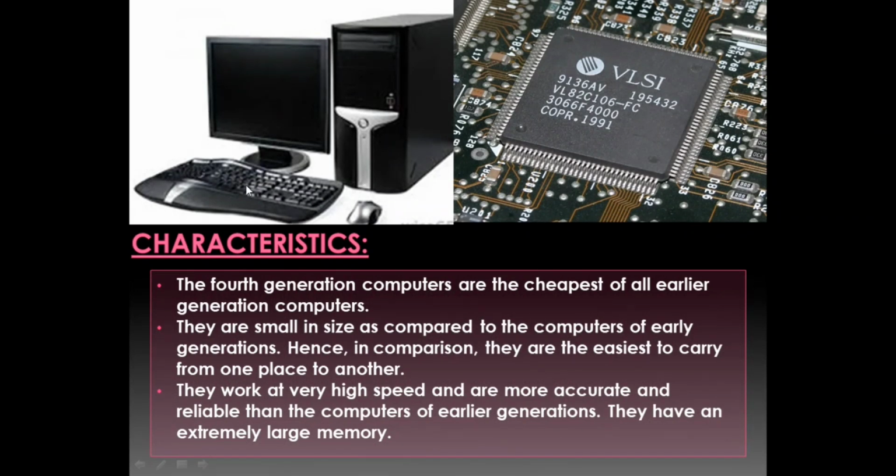These are the computers which we are using now, which contain a monitor, keyboard, CPU, and mouse. And these are the microprocessors. Coming to the characteristics of fourth generation, these computers are the cheapest of all computers compared to earlier generation computers. While comparing with other generations, these computers are small in size, easy to carry, very high speed and more accurate. And they have an extremely large memory.